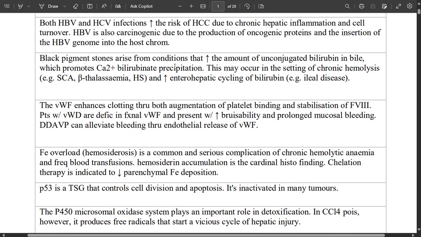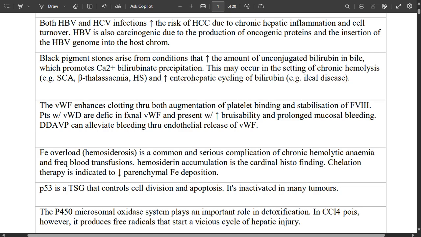So black pigment stones arise from conditions that increase the amount of unconjugated bilirubin in bile. So, bile is formed by two different factors, which are cholesterol and bilirubin.